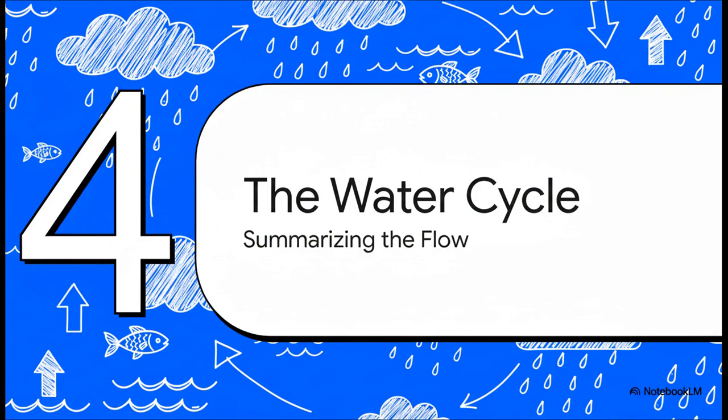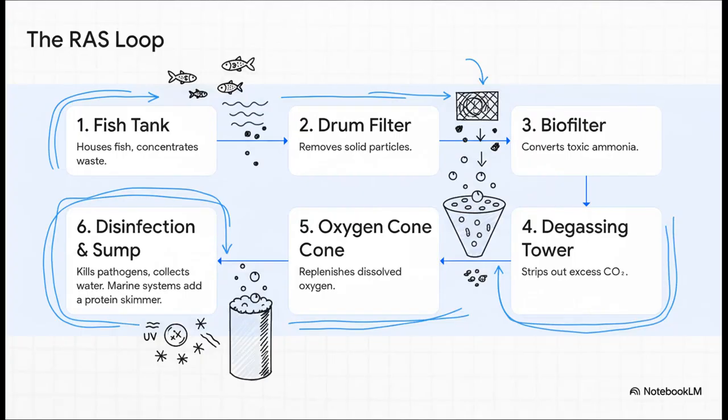Okay, we've walked through each piece of the puzzle. Now let's take a step back and look at the entire flow from start to finish. This is a great way to review the whole process. So here it is, the complete cycle, laid out step by step. It always starts in the fish tank, then goes to the drum filter for solids, the biofilter for dissolved waste, the degassing tower to remove CO2, the oxygen cone to add O2, and then through disinfection. Finally, it all collects in the sump before the pump sends it back to the beginning.